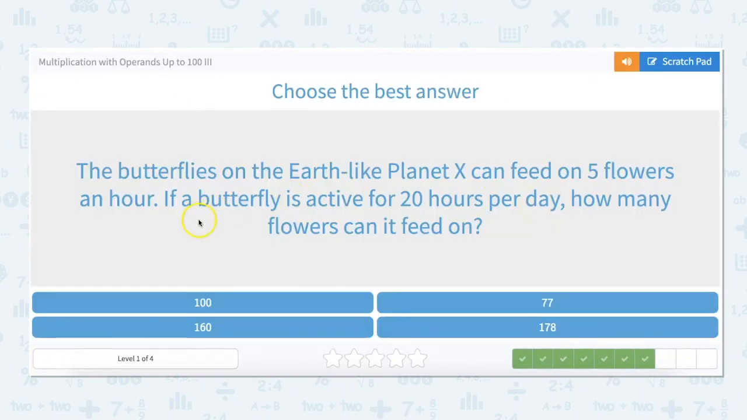All right, the butterflies on the Earth-like planet X can feed on 5 flowers an hour. If a butterfly is active for 20 hours per day, how many flowers can it feed on? Well, without doing that math, I actually know that 20 times 5 is 100. So you could also count by 20s for this one. 20, 40, 60, 80, 100. So I know my answer is 100.